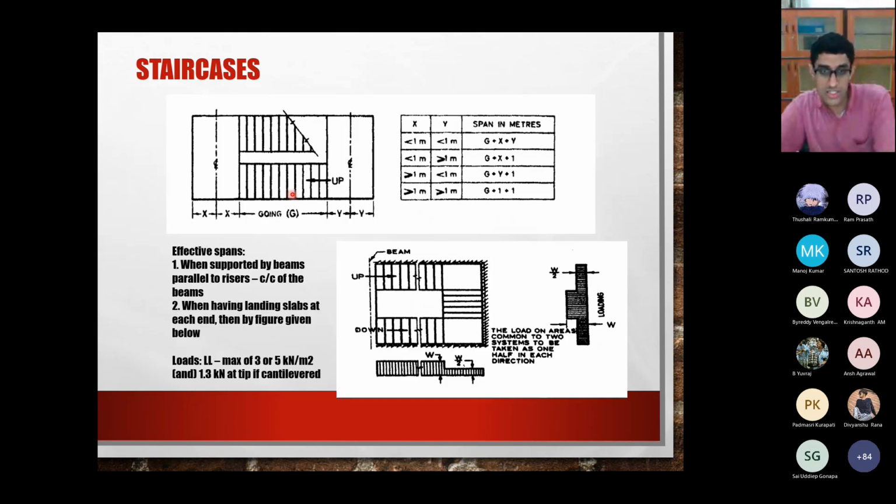So these are the cases. Now, how do we find the effective span? If you have a system like this, this is the width of one landing and this is the width of the other landing. 2x and 2y are the widths of the landings. The going direction is G. Then the effective span should be this. If x and y are less than 1 meter, then it's G plus x plus y. Whenever x or y goes more than 1 meter, you restrict it to 1 meter itself, so G plus 1 plus 1. This table is understandable just by reading it.